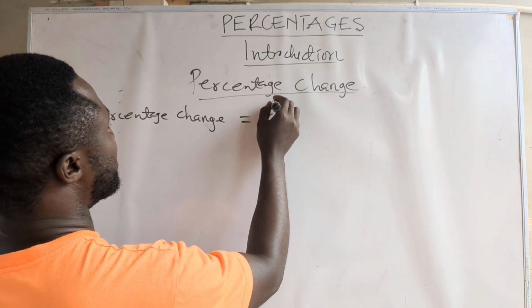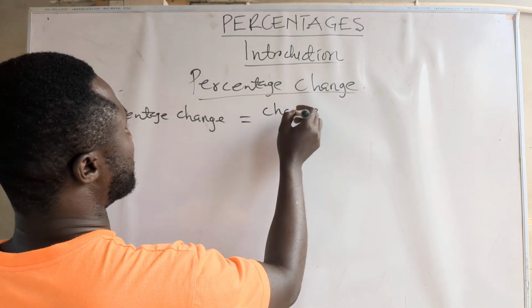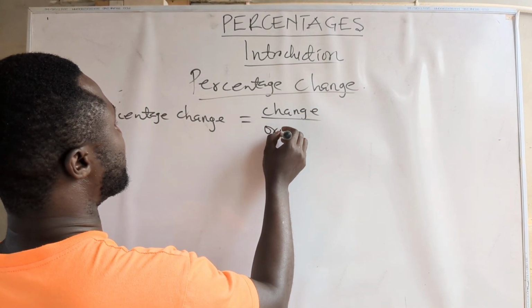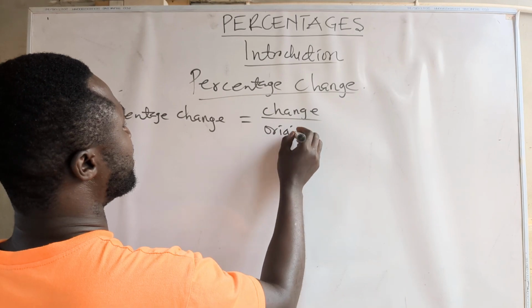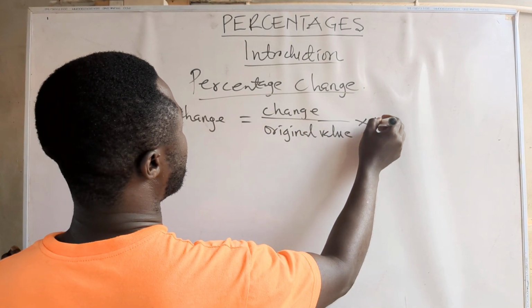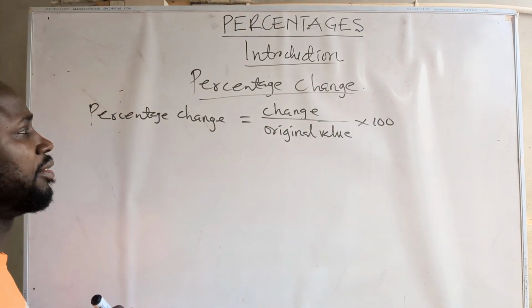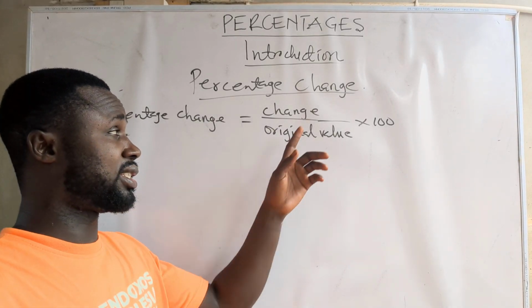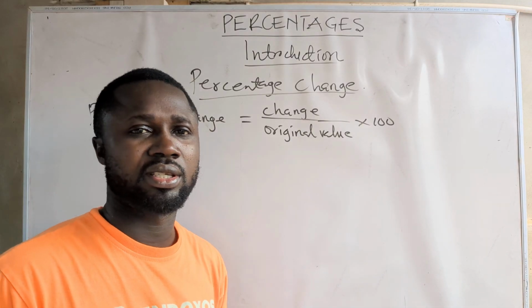Percentage change is what? It is the change divided by the original value, then we multiply by what? We multiply by 100. So percentage change is the change over the original value times 100%.